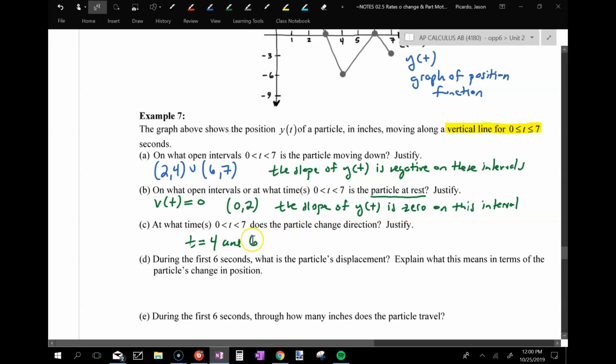At what times does it change direction? So what are we going to say? In this case, we know we changed directions because what happened? We changed velocity signs, right? We went from a positive to a negative velocity, or vice versa, at t equals 4 and t equals 6.